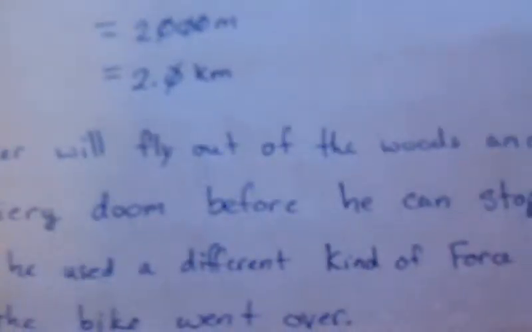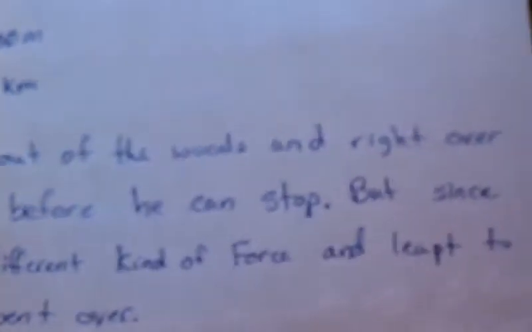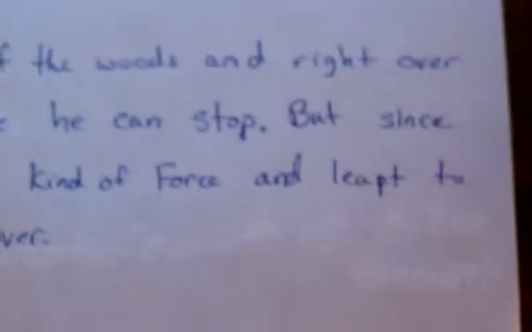So Luke's speeder bike is unfortunately going to fly out of the woods and right over the edge of the cliff into a fiery doom before he can stop. But Luke is a Jedi, and so he can use a different kind of force to leap from the bike before it goes over the edge of the cliff and to safety. And so there he is standing on the edge of the cliff while watching the speeder bike crash to its fiery doom.